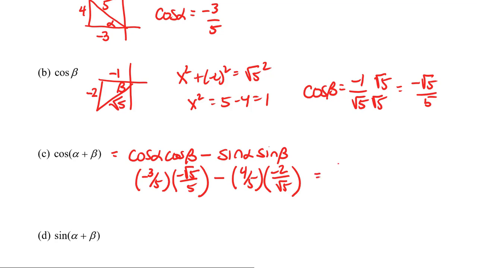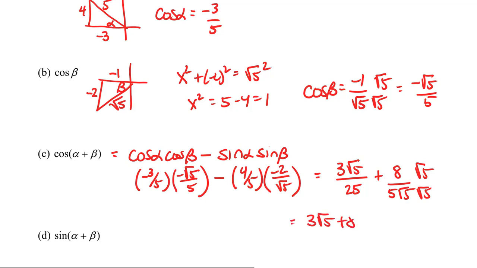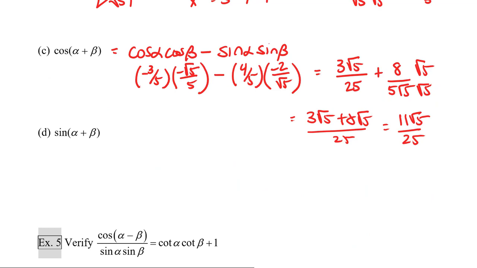So now I get 3 times the square root of 5 over 25 plus 8 over 5 times the square root of 5. So if I rationalize, I get 3 root 5 plus 8 root 5 over 25, or 11 root 5 over 25. Part D, sine alpha plus beta.